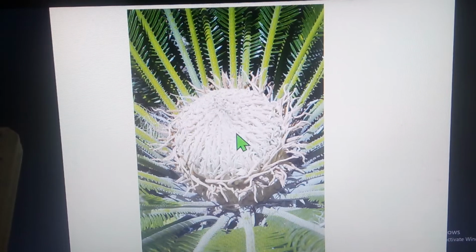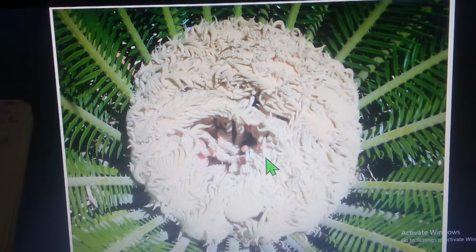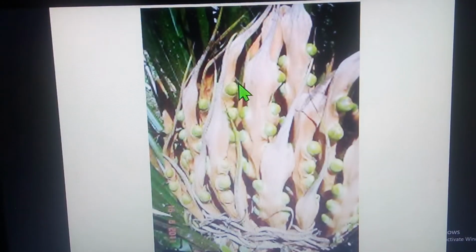Now let us take a look at the Megasporophyll. The crown of the Megasporophylls develops only when the plant is quite old. So we will find the Megasporophylls only when the plant is old. Here this is another Megasporophyll of another Cycas plant species. You see here, this is yet another picture of a different type of female Cycas plant.